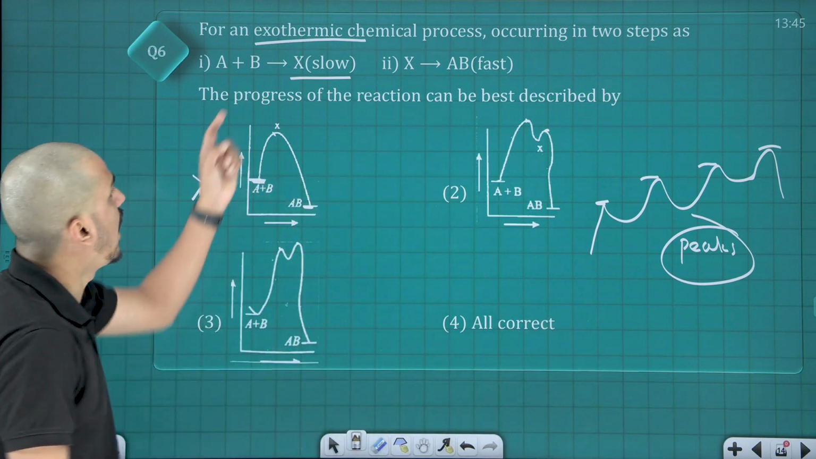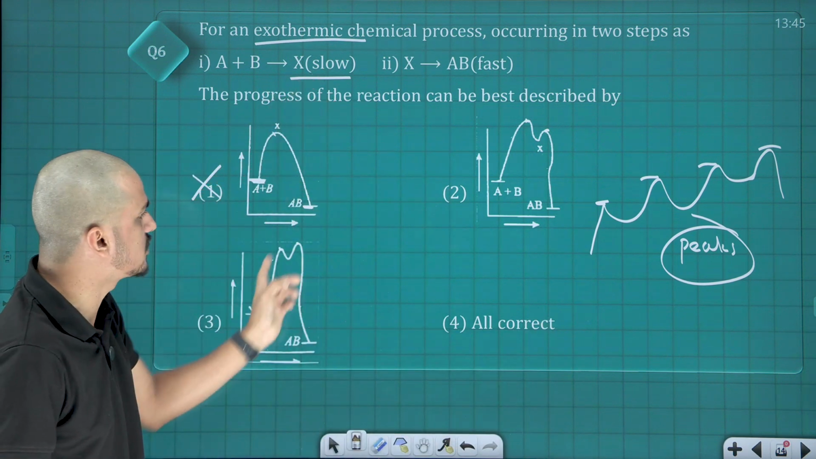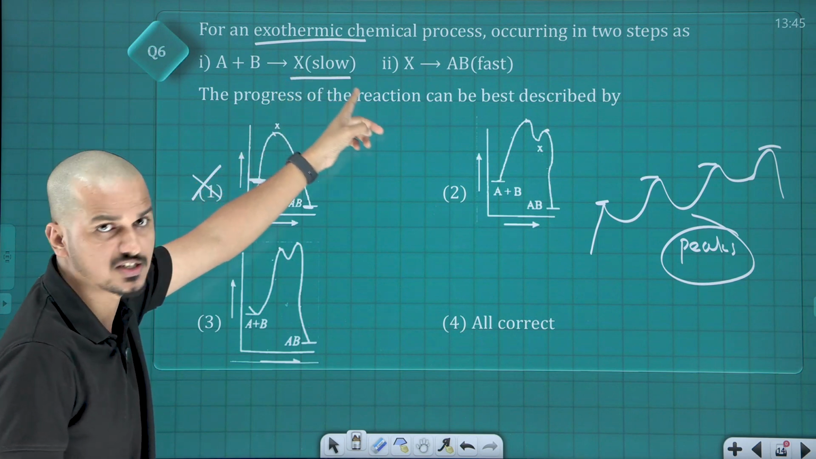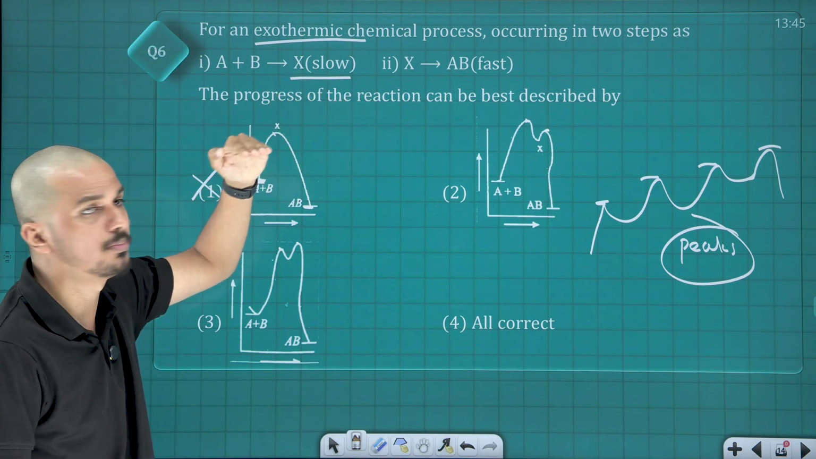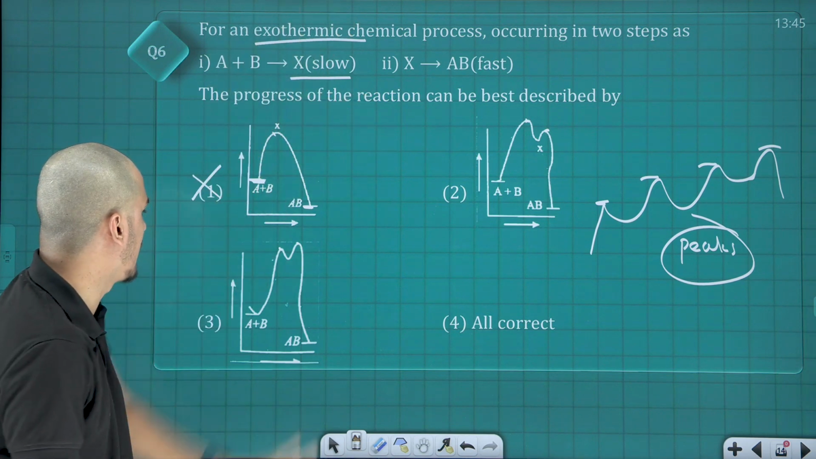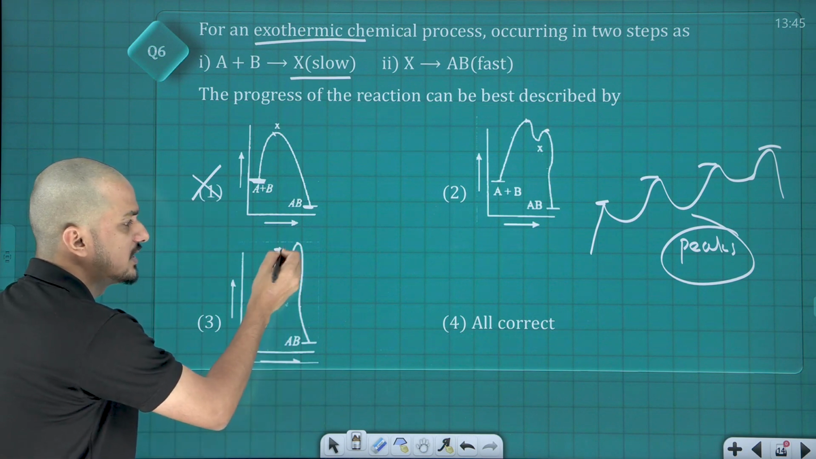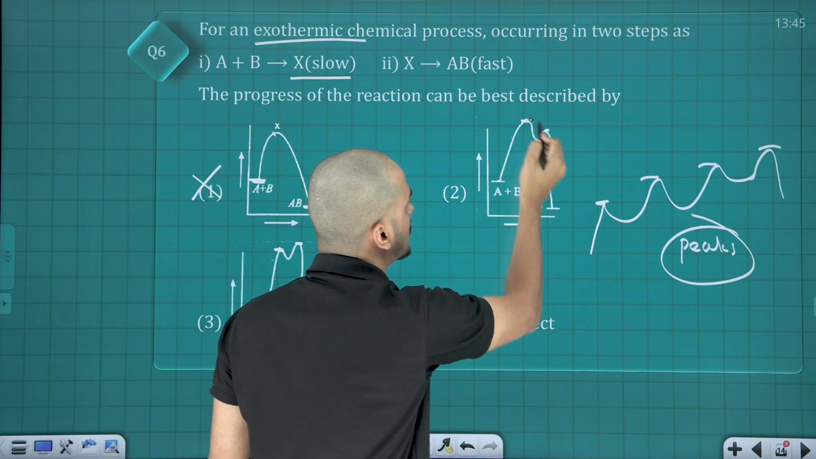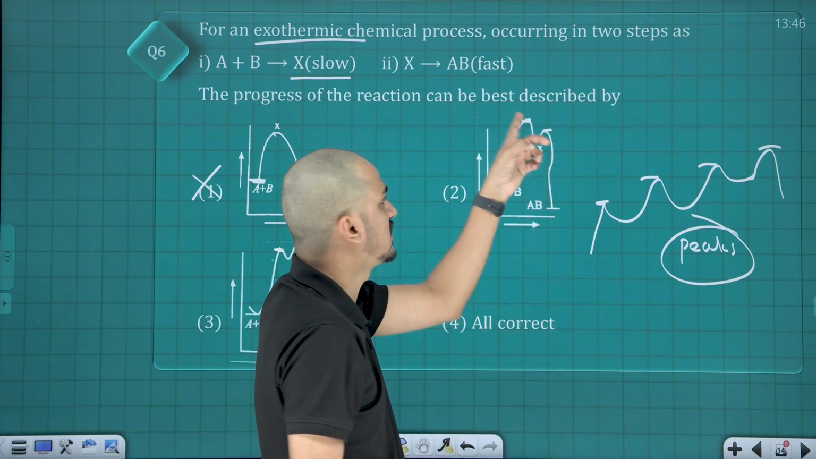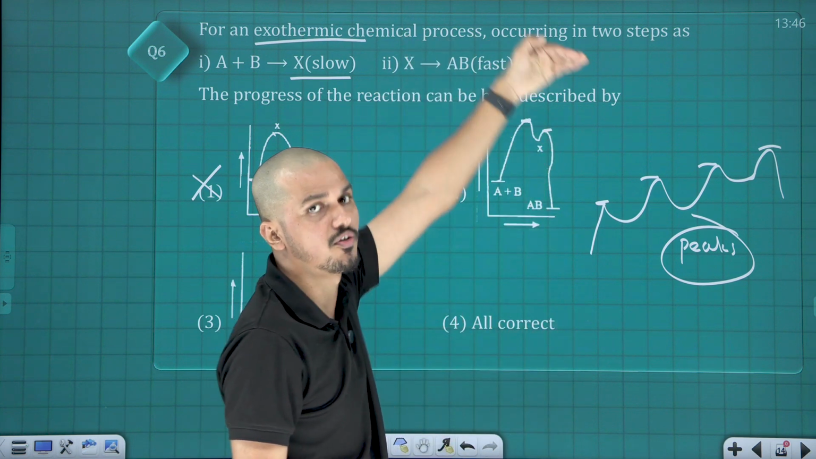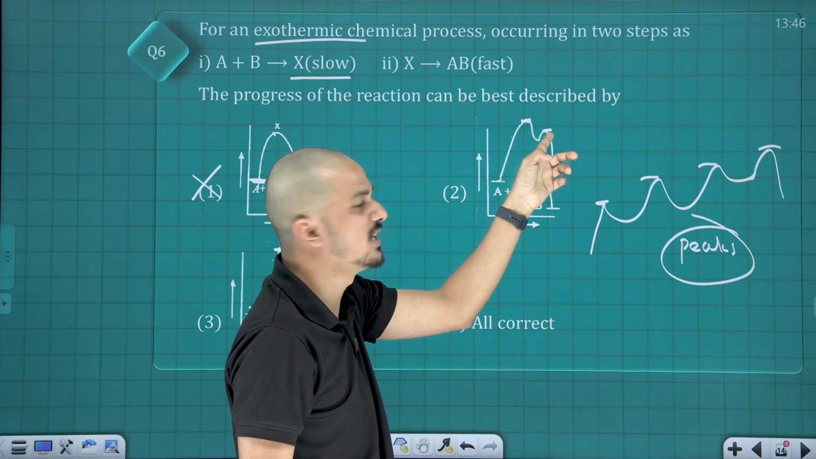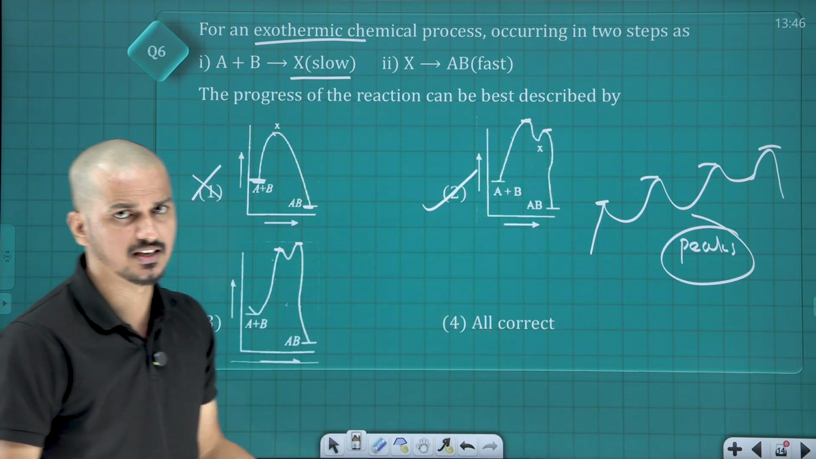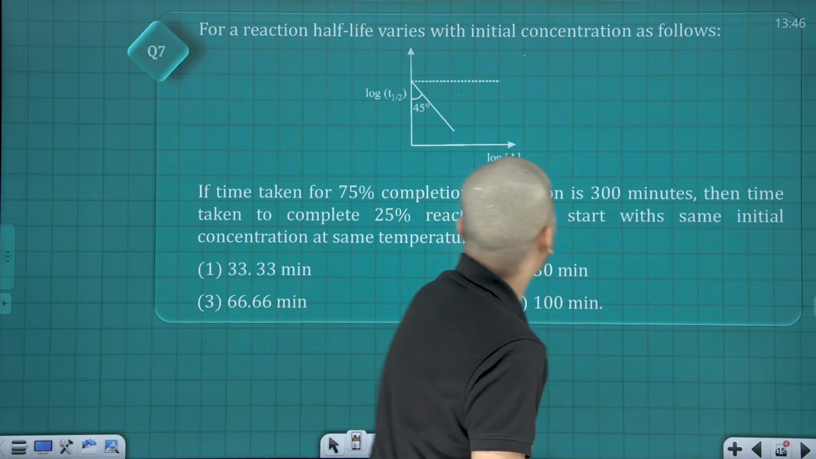So here two peaks should be there, so either 2 or 3. Then the first step is the slow step, and a slow step means that peak should be maximum. Here the first peak is minimum and the second is maximum. Here the first peak is maximum and the second is minimum. First peak maximum means it will take a lot of time, slow step. Second peak minimum means it's the fast step. So the answer is 2. Easy. We can move to the next question.